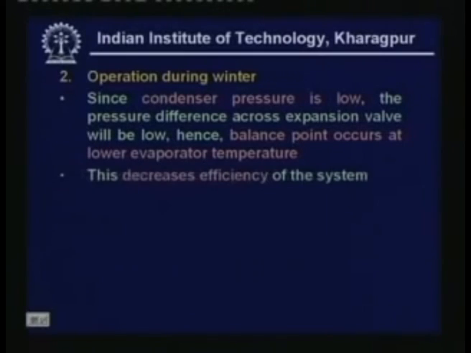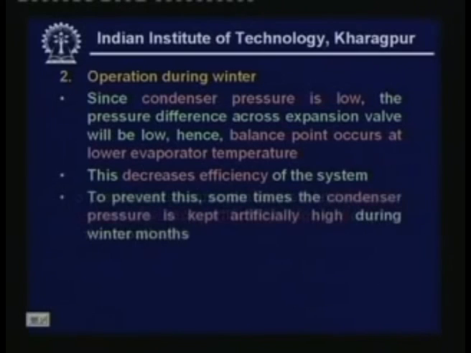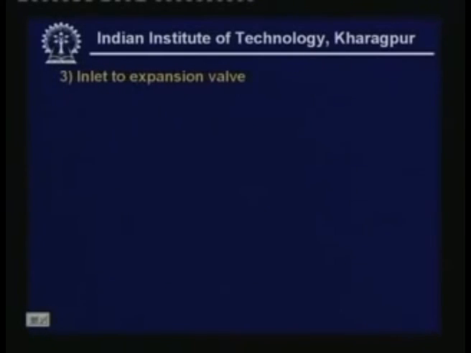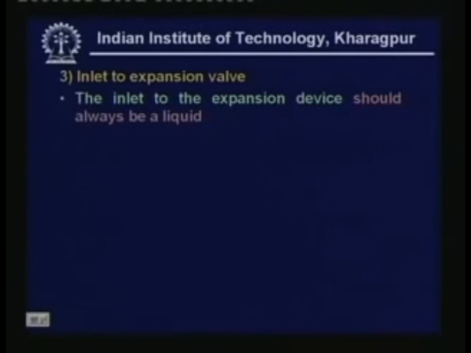So you will find that in winter the expansion valve will be operating at lower condenser temperature and also lower evaporator temperature, and you know that operating at lower evaporator temperature is not efficient because this will lead to poor COP, etc. So this is one of the problems with this kind of expansion device. So this decreases the efficiency of the system. To prevent this, sometimes the condenser pressure is kept artificially high during winter months. So you will actually lose the advantage of operating the condenser at lower condenser temperatures because of this limitation of the expansion devices. And the third point is inlet to the expansion valve should always be liquid.